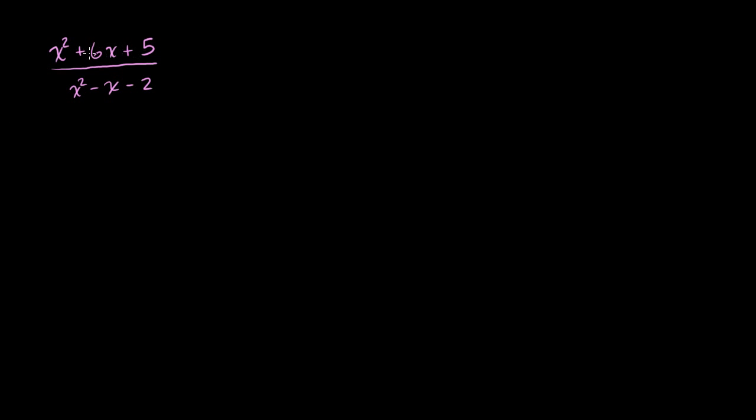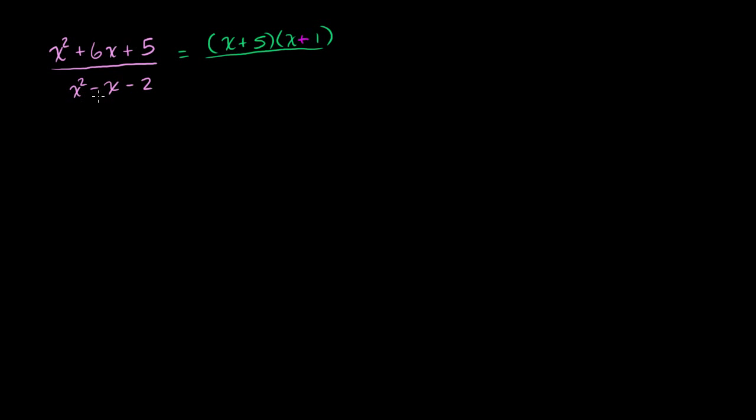So if we factor the numerator, what two numbers, when I multiply them, equal 5, and I add them, equal 6? Well, the numbers that pop into my head are 5 and 1. So the numerator is x plus 5 times x plus 1. 1 times 5 is 5, 5x plus 1x is 6x.